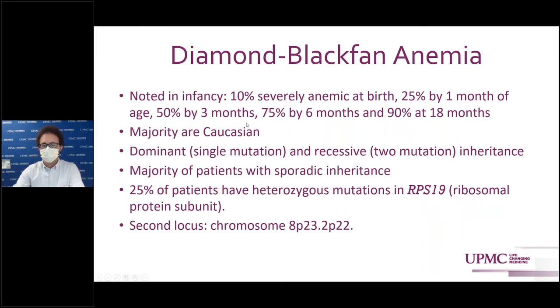Majority in the Caucasian population, but I've seen the wide gamut. It's inherited by multiple different ways that also really kind of varies on the mutation. One of the most notable genes is this RPS19 gene, but like I said, you can see lots of different variant inherited patterns and mutations.